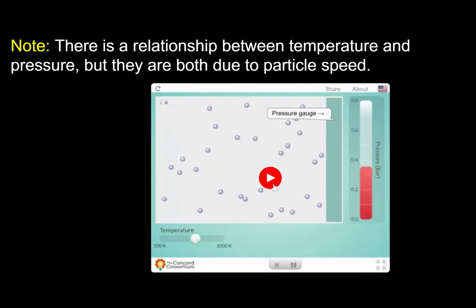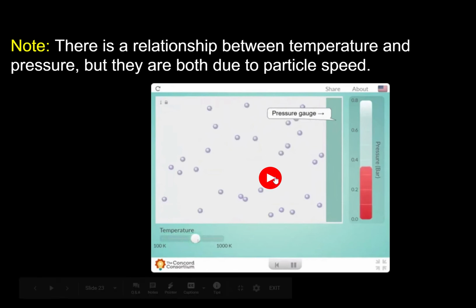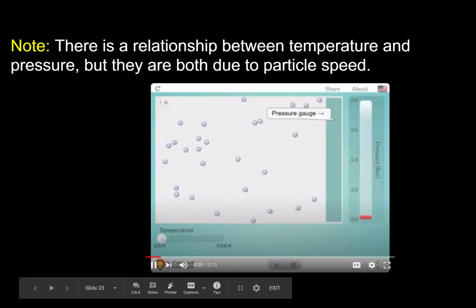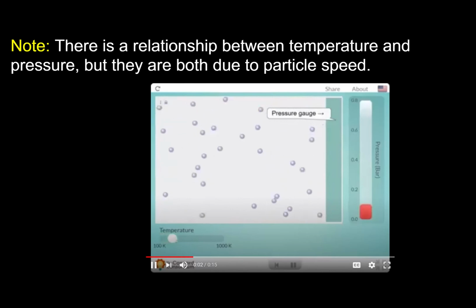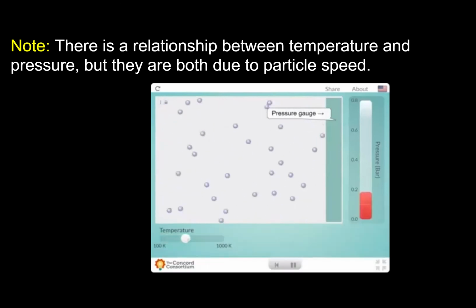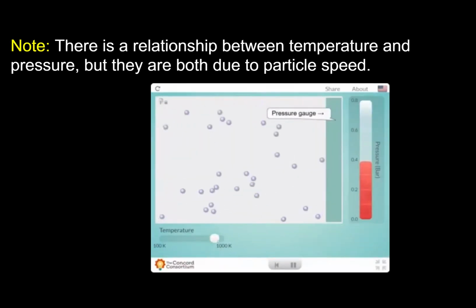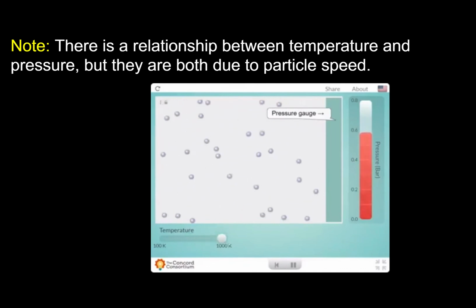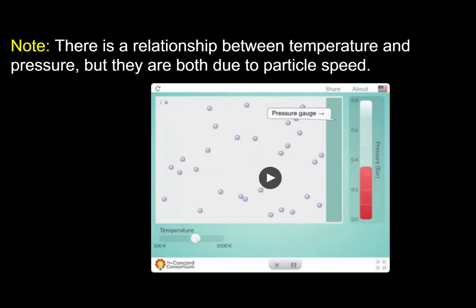And so here we'll look at a simulation, or video of a simulation, and we will see how temperature or speed of particles affects pressure. So right now the particles are speeding up, going faster and faster. They're hitting the pressure gauge harder and harder, and the red pressure bar increases. And we'll see that again.